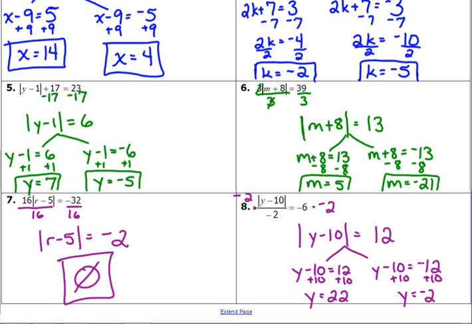Check them out real quick. 22 minus 10 is 12. 12 divided by negative 2 is negative 6. Negative 2 minus 10 is negative 12. The absolute value of that is positive 12. Positive 12 divided by negative 2 is negative 6. So both of those work out.